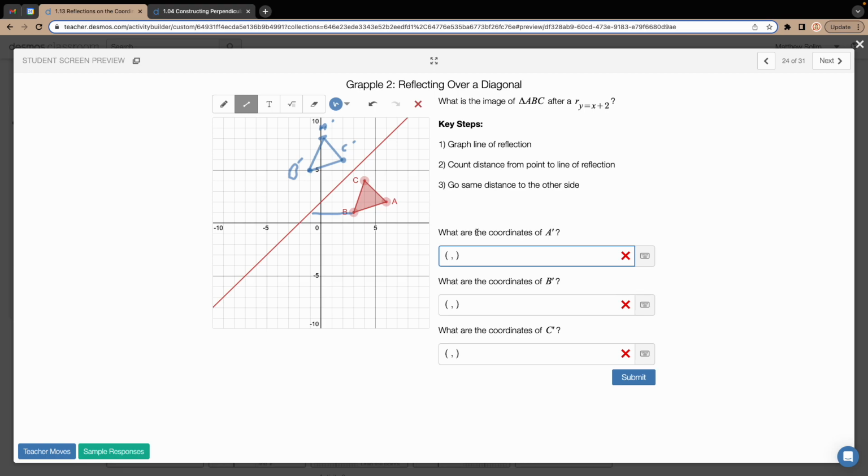But point A prime would be right and left 0, up 8. Oh, typo. (0, 8). Then B prime would be left 1, up 5. So (-1, 5). Just the coordinates, so you could check your work. And C prime is right 2, up 6.